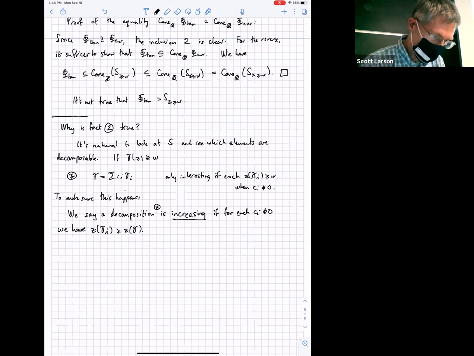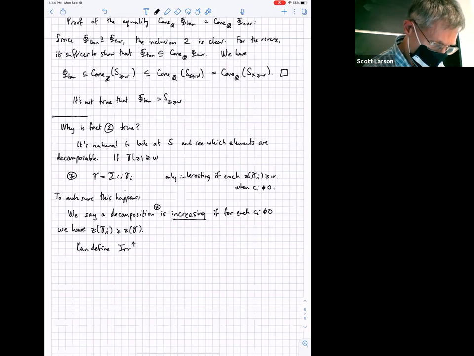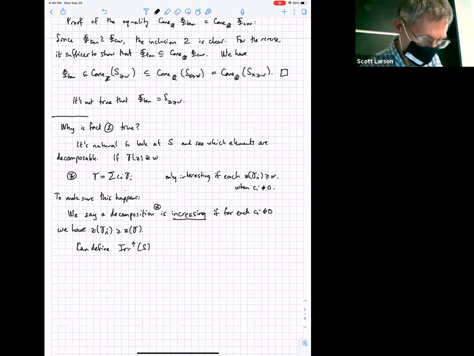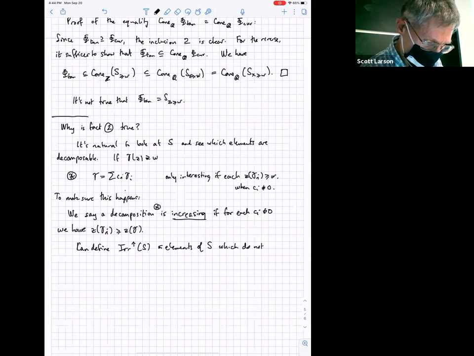And so then we can define the set of irreducible elements of S to be the elements which do not have any increasing decompositions. That little arrow up is to indicate increasing. So this is a set of elements of S which do not have increasing decompositions.